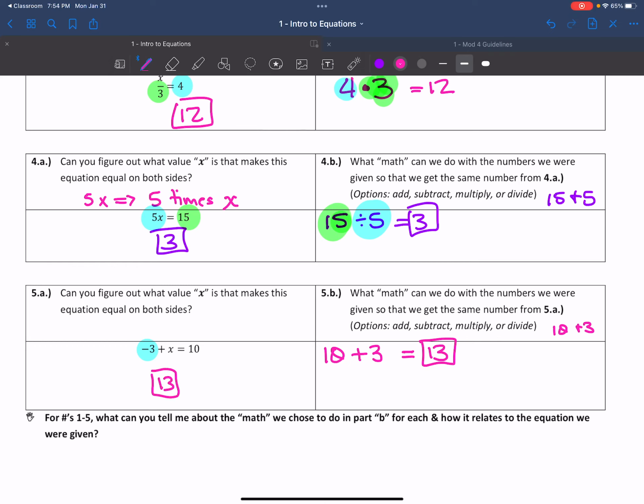And how do I know? Well, I can check. Negative 3 plus 13 equals 10. I do the math there, I get 10 equals 10. And that's good.